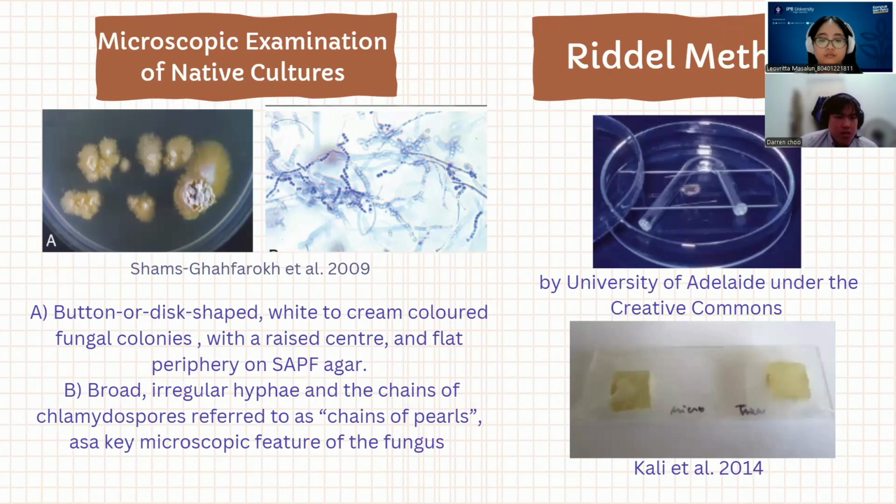Okay, another one. This is for the macroscopic examination, using, as you can see, picture A and picture B, which is the white one. A looks like a button or dish shape. Its color is normally white to cream colored fungal colonies with a raised center and a flat periphery. Picture B is a microscopic one. It shows broad, irregular hyphae and chains of chlamydospores, referred to as chains of pearls because they are in a chain, a key microscopic feature for the fungus.